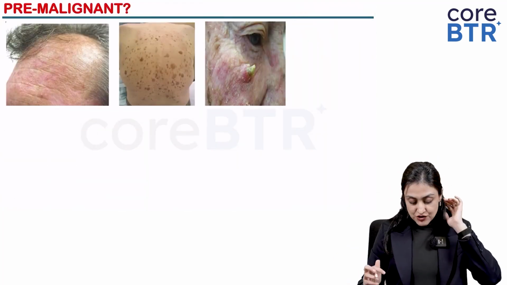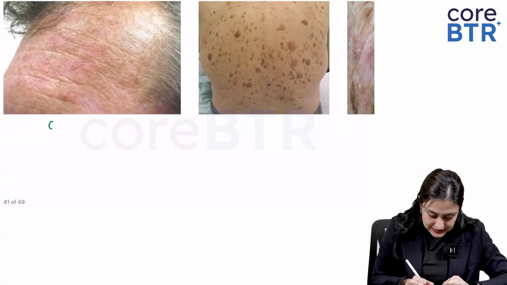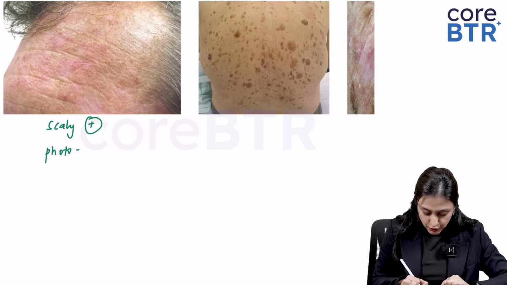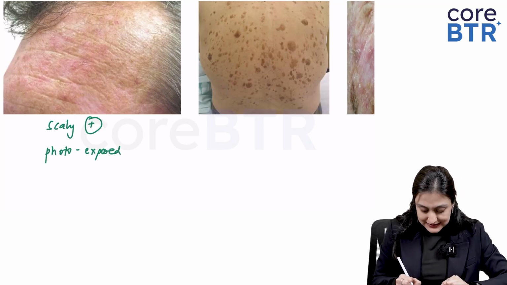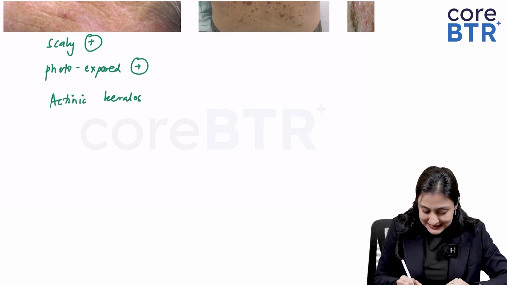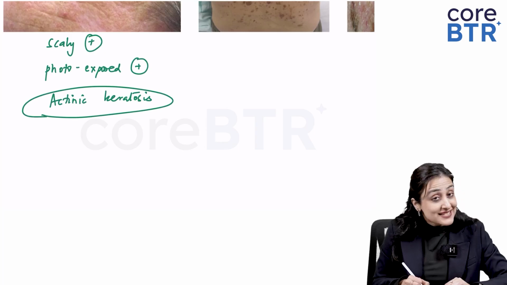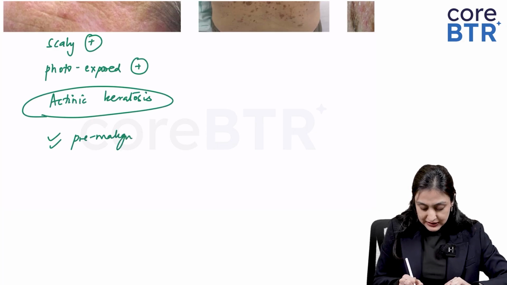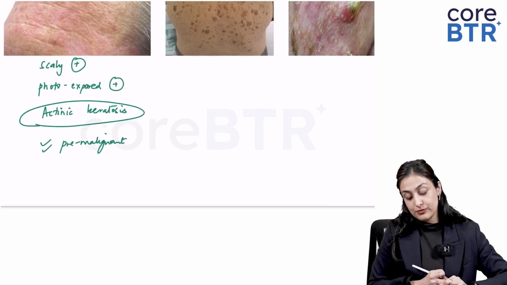Three particular lesions that you see here. When you see scaly lesions, particularly in the photo exposed areas, think of actinic keratosis. So this is actinic keratosis, scaly photo-exposed areas. Is this pre-malignant? Yes, it is. It is pre-malignant, can convert into squamous cell carcinoma.